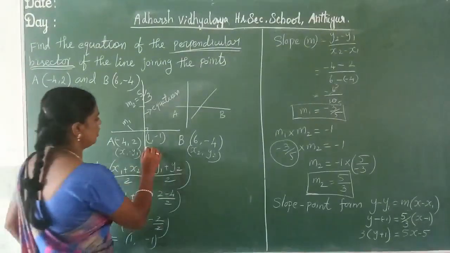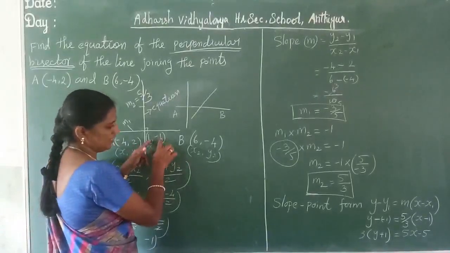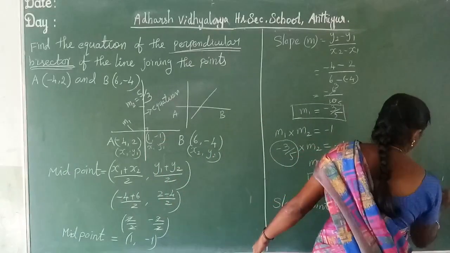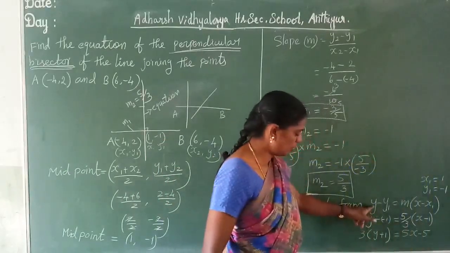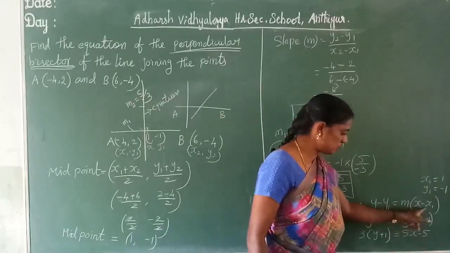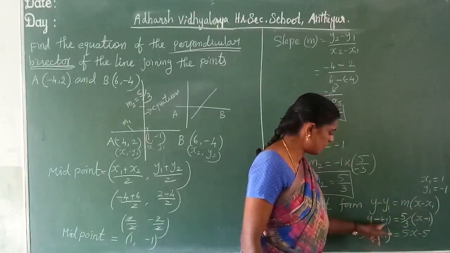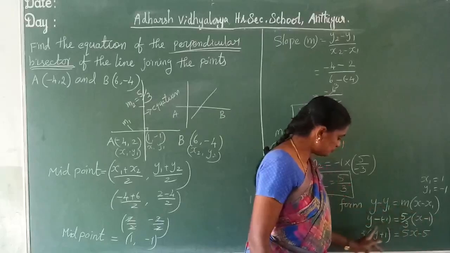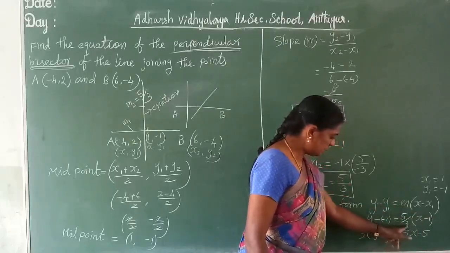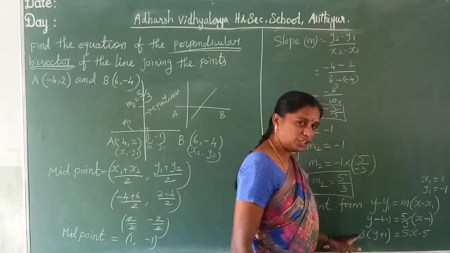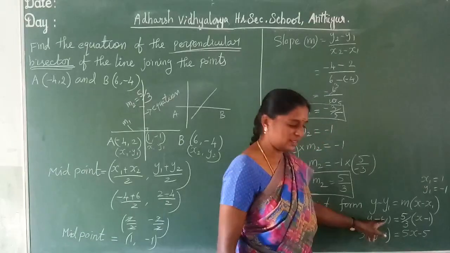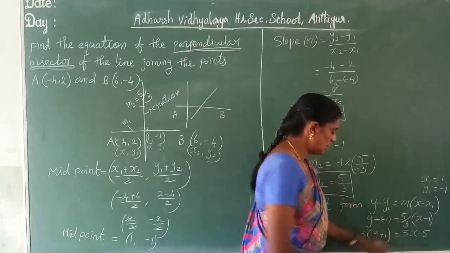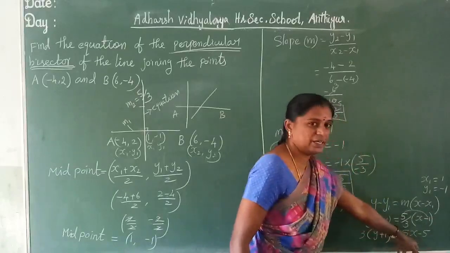The point x1, y1 is (1, minus 1), so x1 is 1 and y1 is minus 1. Substitute in the formula: y minus of minus 1 equals 5 by 3 into (x minus 1). The denominator 3 comes to this side, so 3 into y minus into minus plus: y plus 1 equal to 5 into x minus 1, that is 5x minus 5.